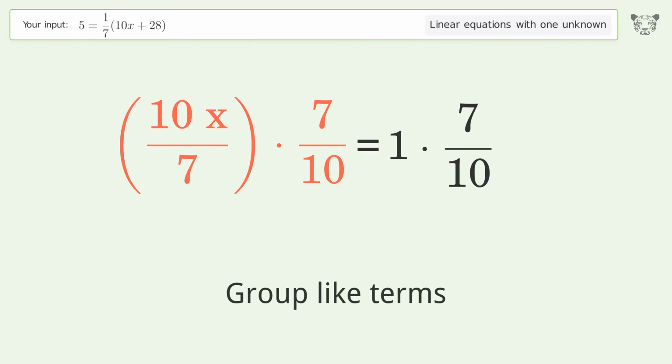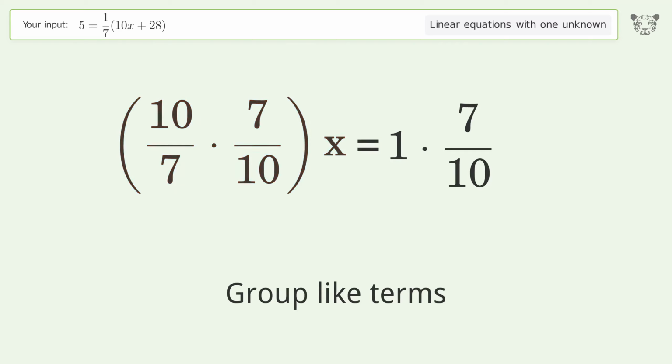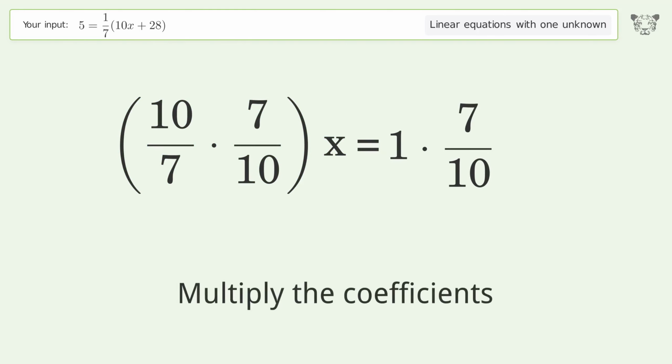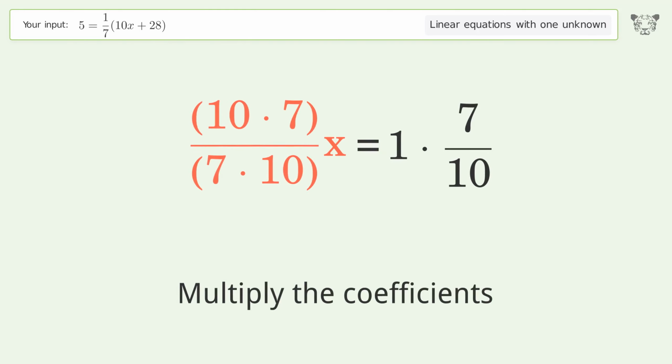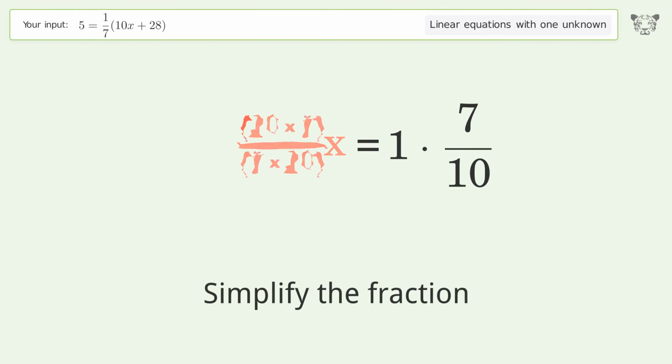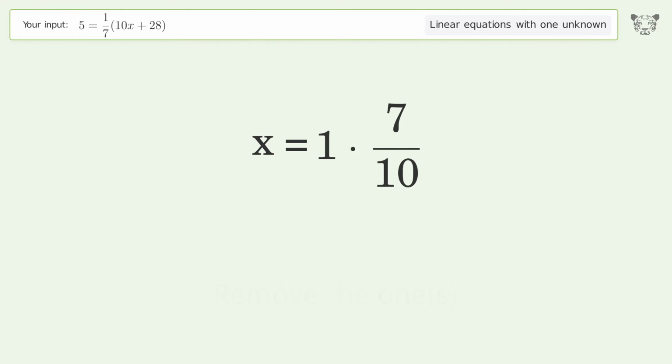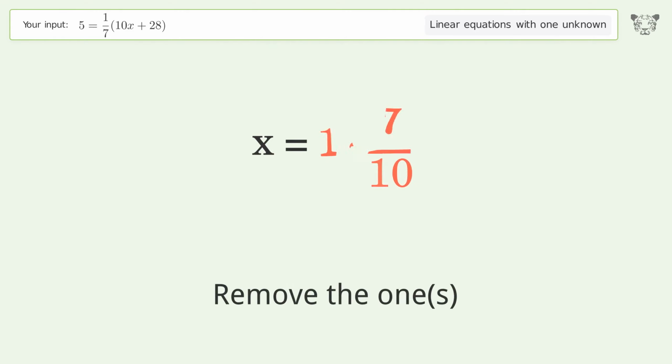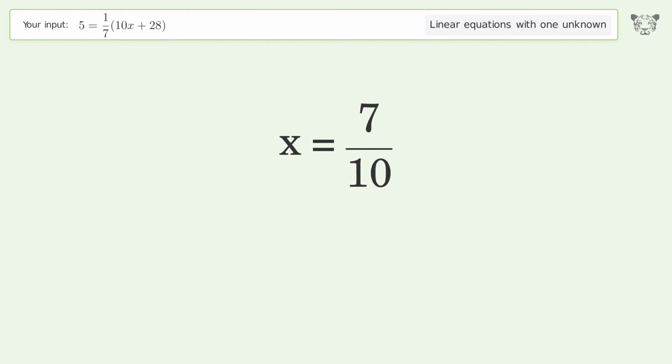Group like terms. Multiply the coefficients. Simplify the fraction. Remove the ones. And so the final result is x equals 7/10.